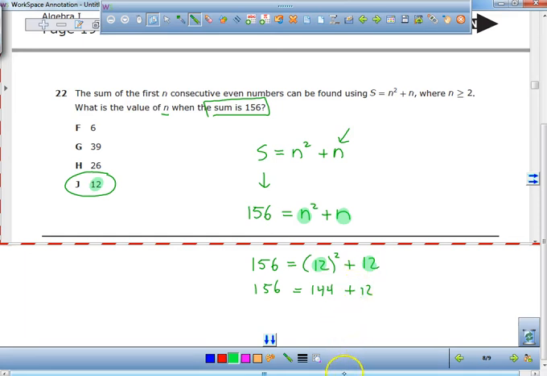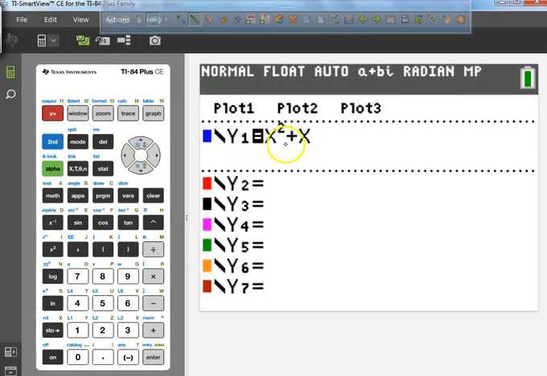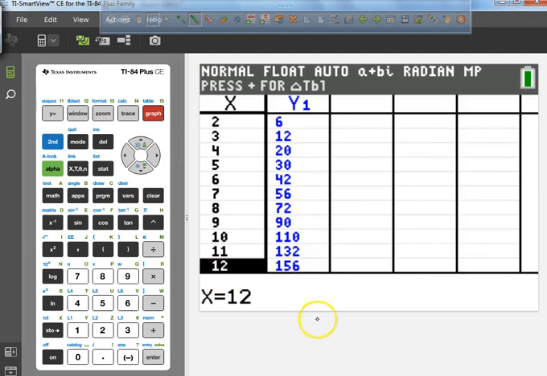What did I do in the calculator? I hit y equals, and instead of n squared plus n, I did x squared plus x. Check my table: at 12 it equaled 156.